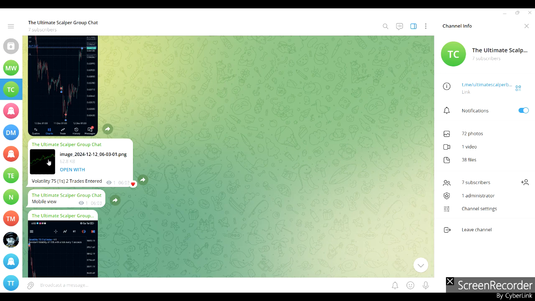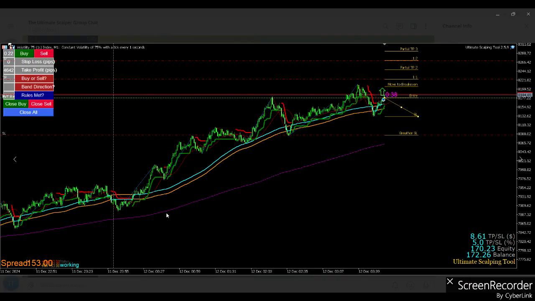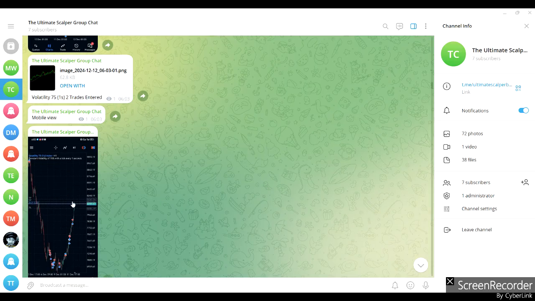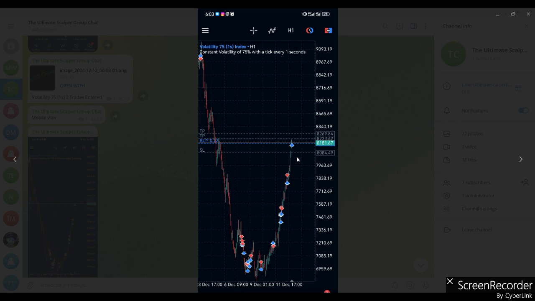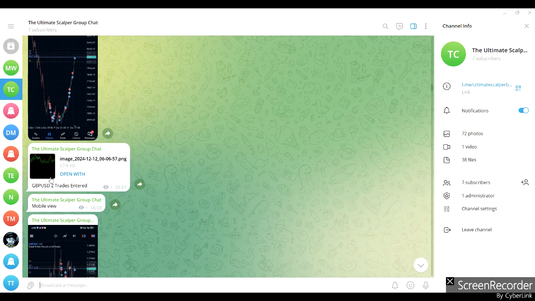And then I also got 2 more entries. This was for Volatility 75. It was actually a late entry. I was supposed to enter as it breaks a red line, but I was late. I entered a little bit late, and this is how it looked. And then the mobile view, this is how it was looking on the 1 hour on the mobile phone.